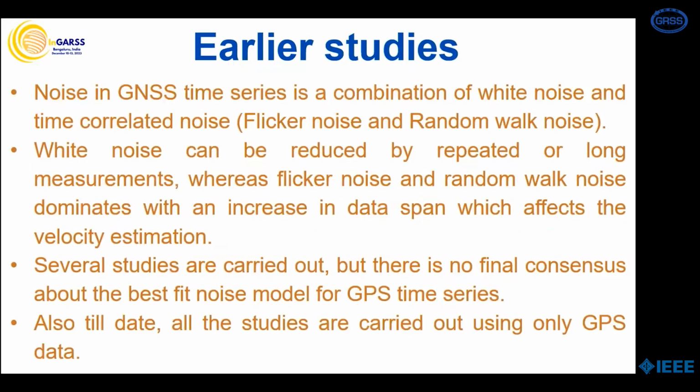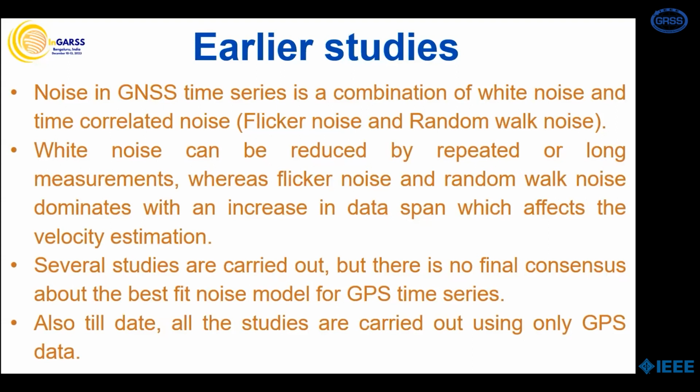Basically, in this field, noise analysis has been carried out using only GPS data. Noise in GNSS is a combination of white noise and time correlated noise. White noise is a random signal which is uncorrelated in time, with equal intensity at all frequencies. Time correlated noise is generally described by power law noise models.